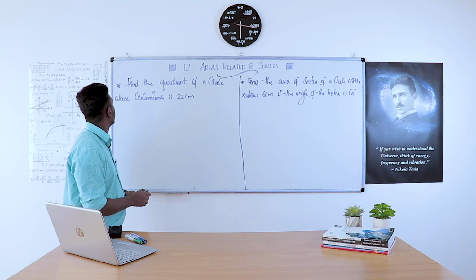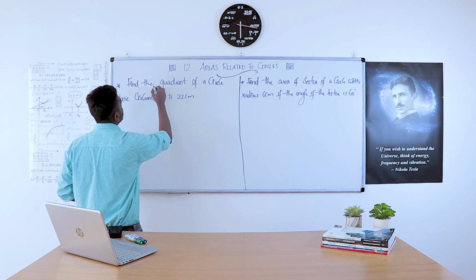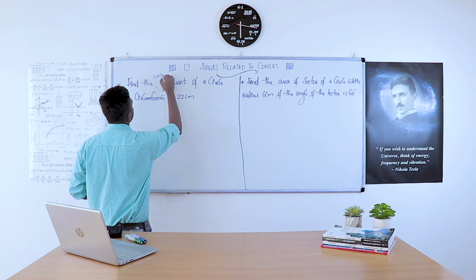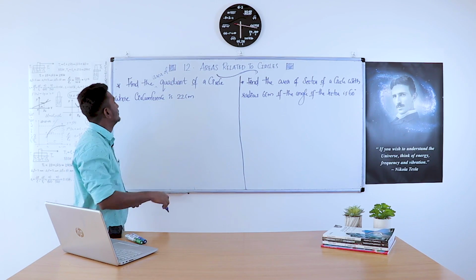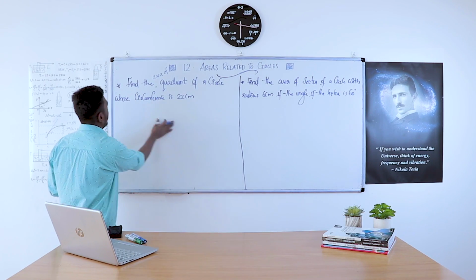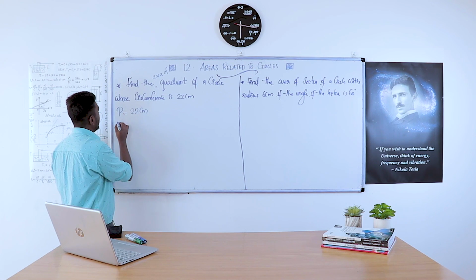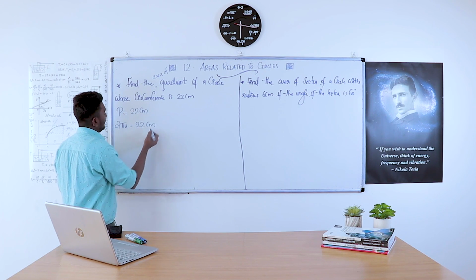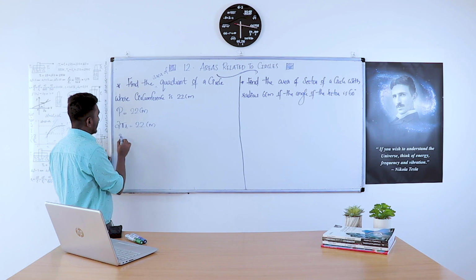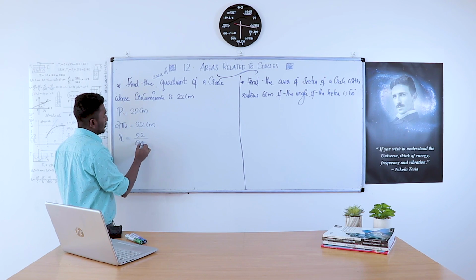Find the area of the quadrant of a circle whose circumference is 22 centimeter. Find the quadrant means simply find the area of the quadrant. Circumference 22 centimeter means perimeter is given as 22 centimeter. If perimeter is 22 centimeter, that simply means 2 pi r is equal to 22 centimeter. Then what is the radius of the circle? Radius of the circle is 22 by 2 pi.